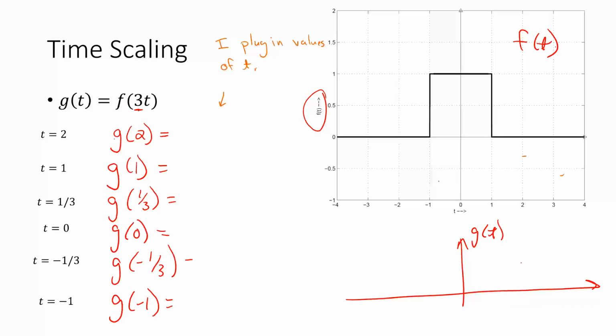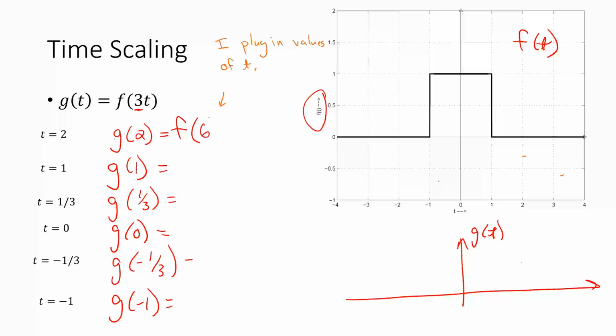Okay. So what I do again is I plug in the arguments and I do some checks. Let's see here. Just to be clear, this is a pulse that basically rises up at t equal to -1 and falls back down again at t equal to 1. Okay. So what I do is I plug in at different time values and see what's going on. So at t equal to 2, g of 2 is equal to f of what?